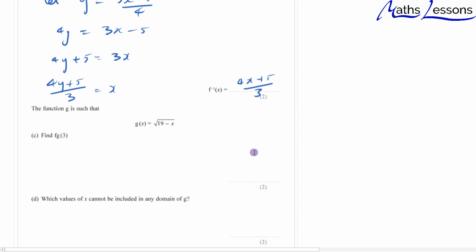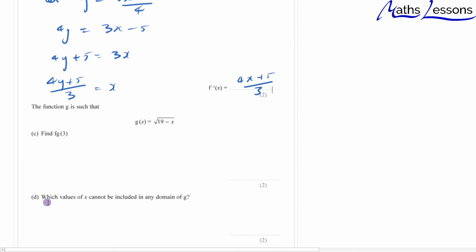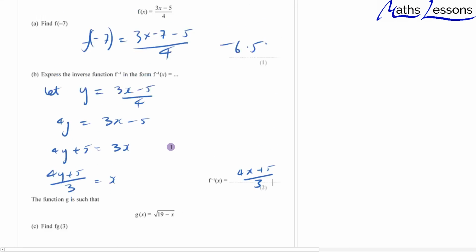Now the next section we're going to do, find fg of x.